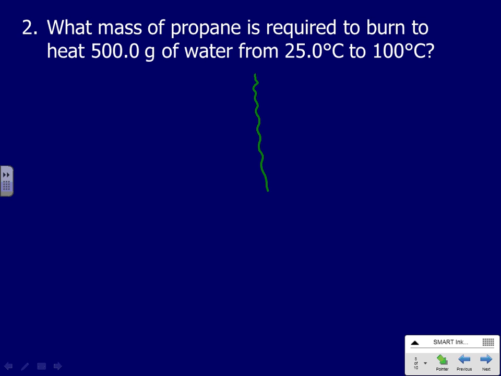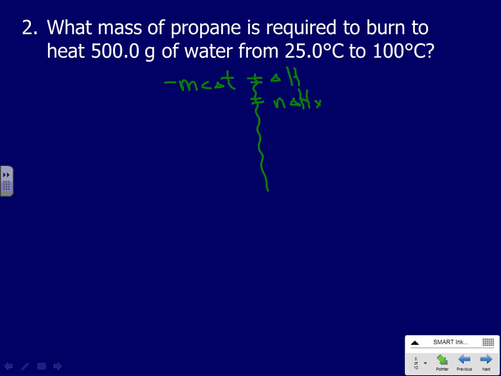So this is a system and surroundings question. We've got negative MC delta T. And we've got delta H, which is equal to N delta HX, some molar enthalpy. You'll notice we have all of our information about the water. We don't need any more information for that.